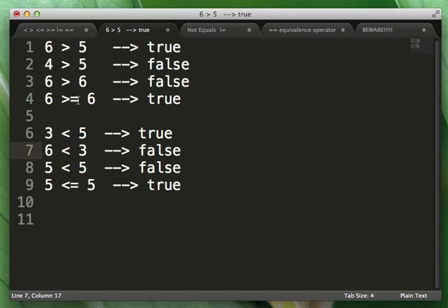The greater than or equal to operator is just like the greater than operator, but it also allows for equivalence. The less than operator is true if the left-hand side is smaller than the right-hand side. It is false if it is bigger or if it is the same. If you use the less than or equals to operator, though, the values are allowed to be the same, but they're not allowed to be bigger.